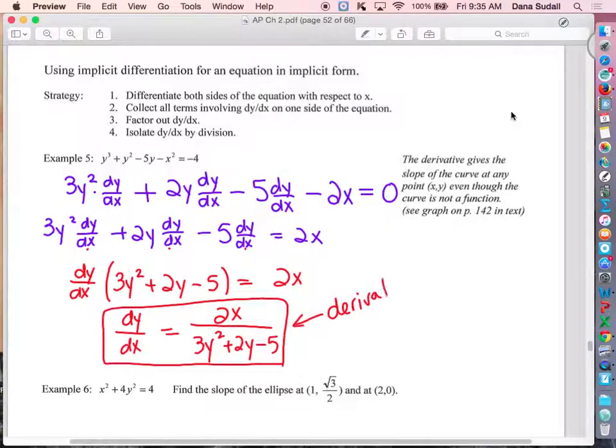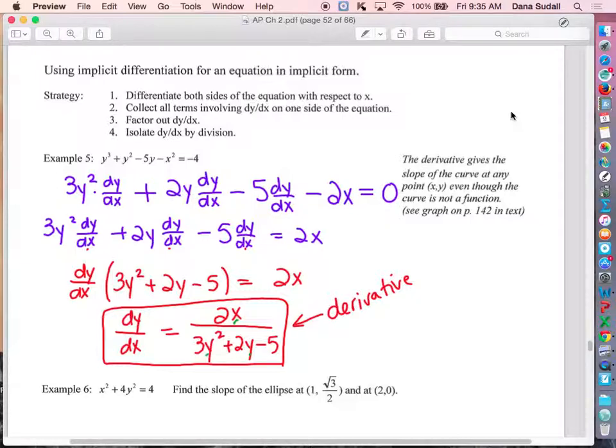Now, if you look at this derivative, you're going to notice that what's different from the other derivatives that you've had so far is this derivative has both x's and y's in it. And that's fine. You don't have to try to solve for y or anything. Just leave it that way. The next example, we'll do this one on Tuesday. We're going to have to find the slope for the tangent line. So when I have my derivative, instead of just plugging in values for x, I'll plug in values for both x and for y.